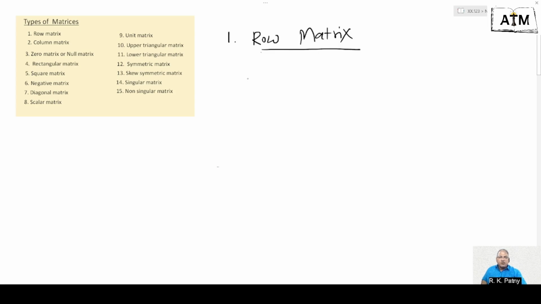The row matrix is nothing but having only one row. Example, this is a matrix having 3 elements and it is having one row. Only single row is there. Therefore, it is called as a row matrix. Example 2, A, B, C, D. There are the 4 elements in the row. So it is as well as a row matrix.